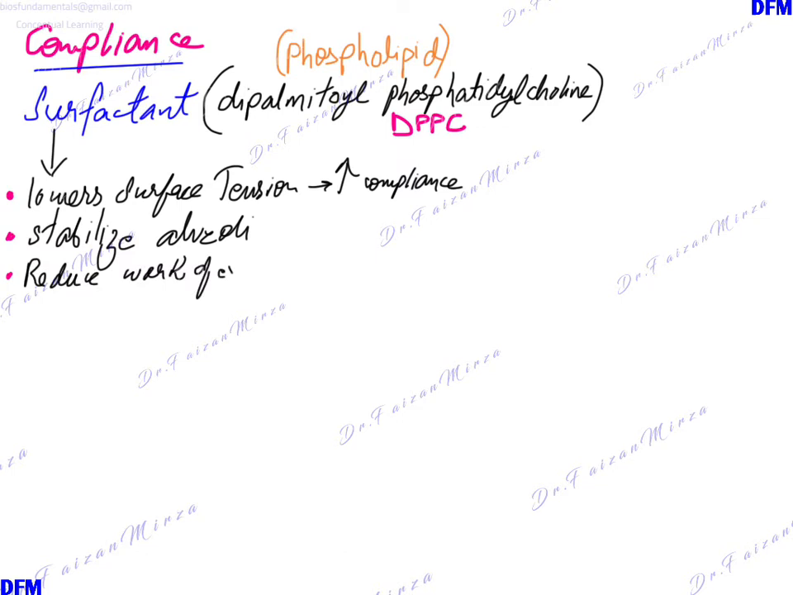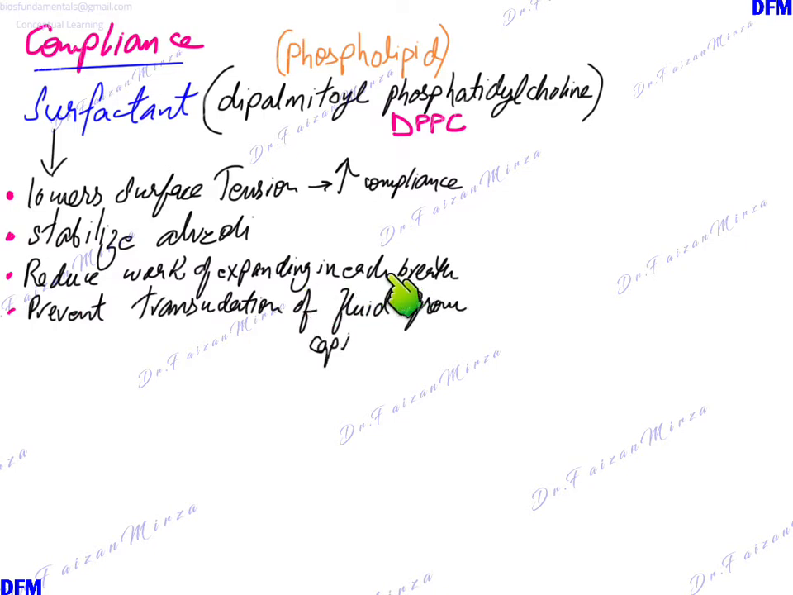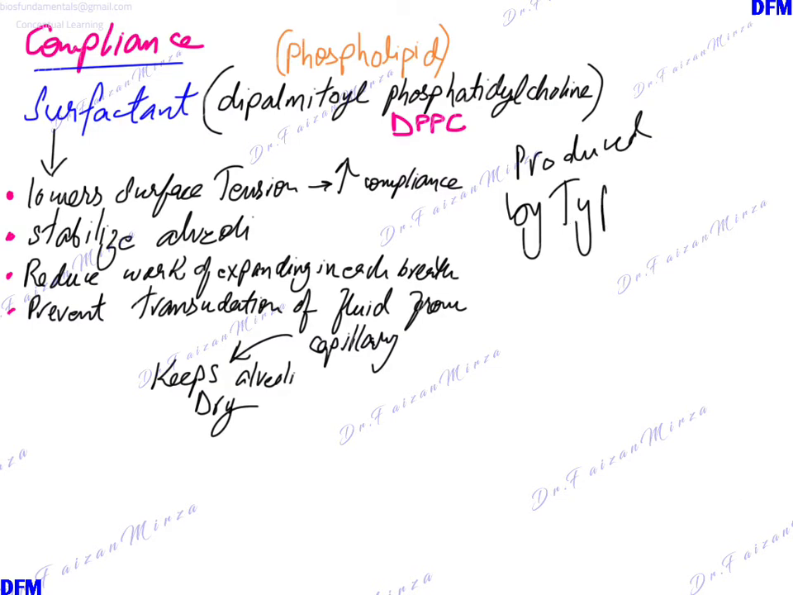The role of surfactant is not just reducing the surface tension, but it also stabilizes alveoli. It reduces the work of expanding in each breath because the lungs are compliant and easy to expand. It also prevents transudation of fluid, which is the leaking out of fluid from the capillary, and it keeps the alveoli dry. Surfactants are produced by type 2 cells, epithelial cells of the alveoli.